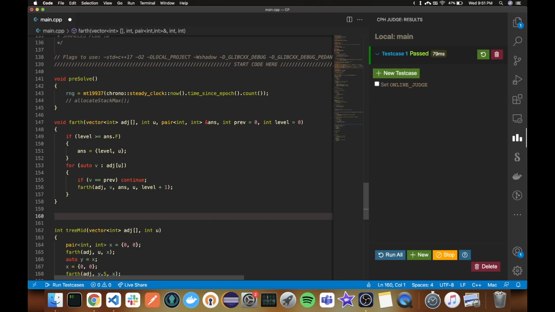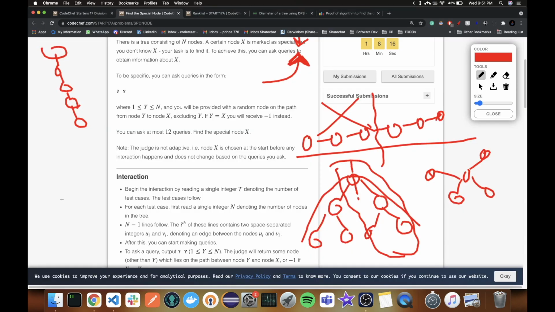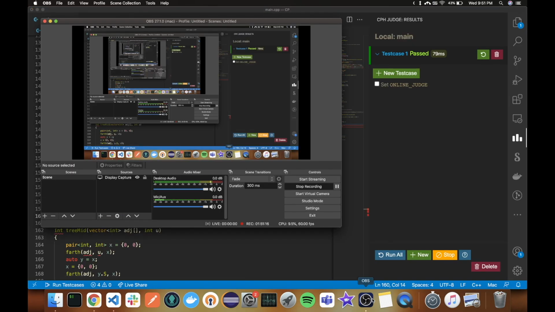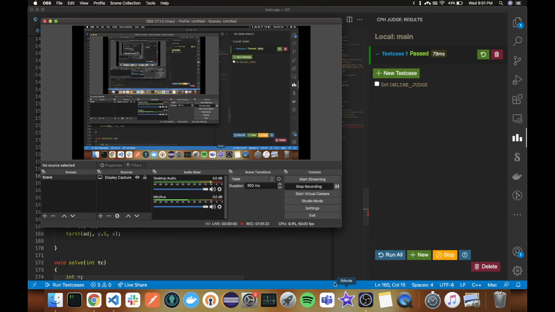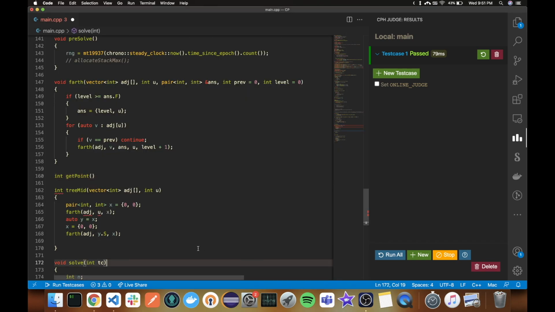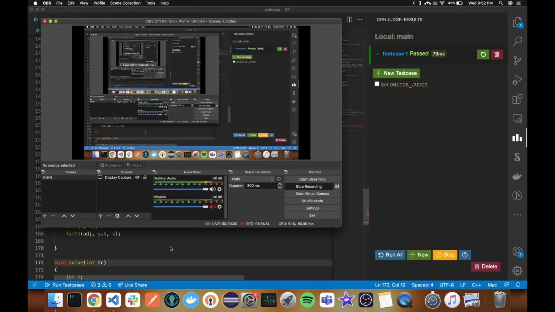Let's also integer get point. Wait, is there noise coming? Yes, so much noise. Wait, let me ask. Test. Okay.